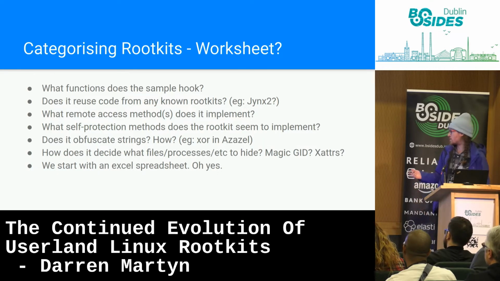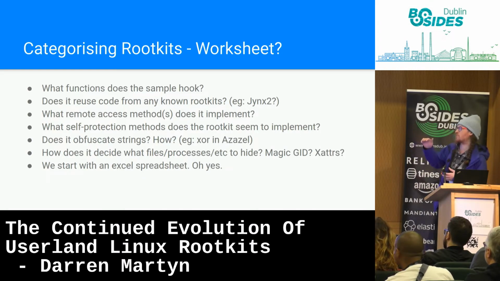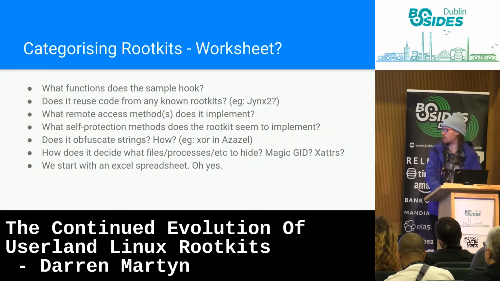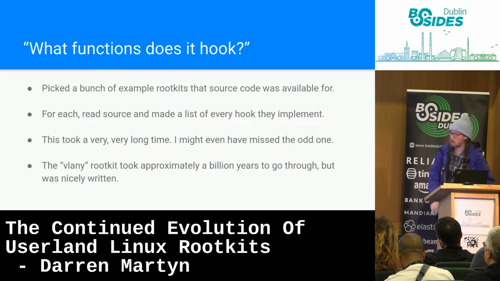The other thing that's important to figure out with a sample like this is, how does it decide what stuff to hide? Is it magic string based? Is it magic group ID based? Is it extended attributes based? And once you figure out these things, and once you've gone through all those steps, you have probably identified which exact piece of nasty you're dealing with. And of course, it'll all end up in a giant Excel spreadsheet.